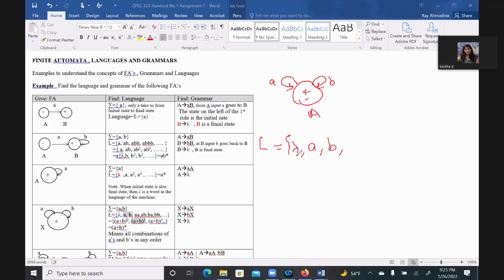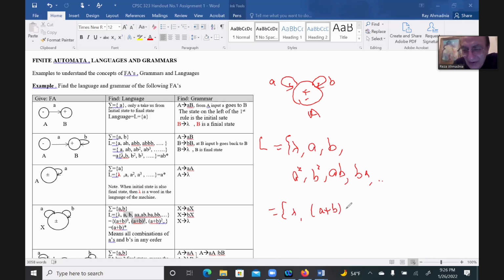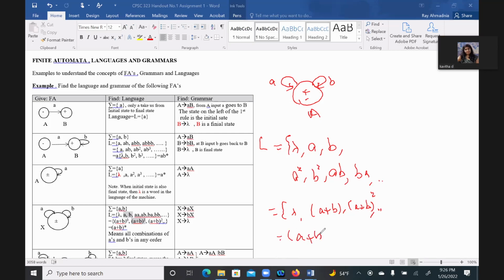Okay, how many words of length 2 do we have? A, B. I can go through the loop A twice. I can go through the loop B twice. Or A, B, or B, A, and so on. So what do I have? I have lambda, I have A or B, I have all words of length 2, A or B to the second power, and dot, dot, dot, which is A or B star.